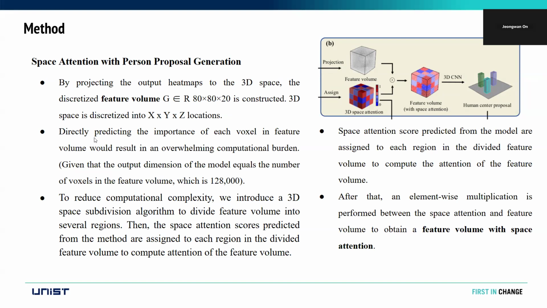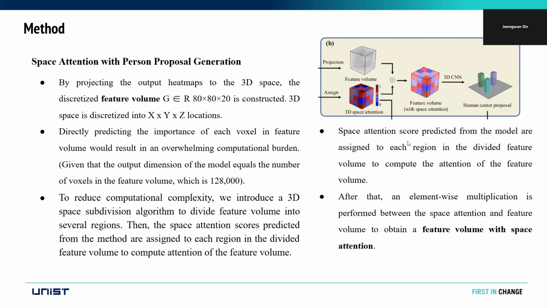So by directly projecting the importance of it also in the feature volume, they could produce a very overwhelming computational burden. By having a feature volume of 80 by 80 by 20, it could produce an overall computational cost of 122,000, which is very high.